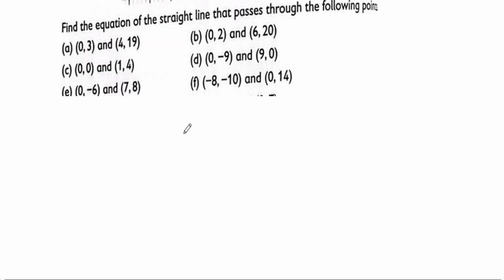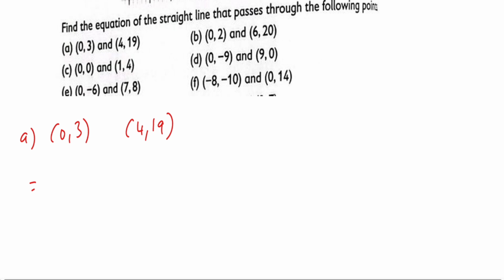Let's try another one. Now let's find the equation for these questions. If you have any slight idea, you can start by solving these questions. To find the equation of the straight line that passes through the following points, you have the point (0,3), and you have (4,19).